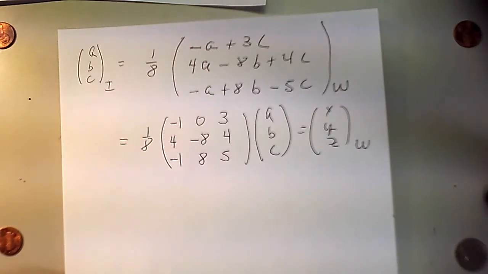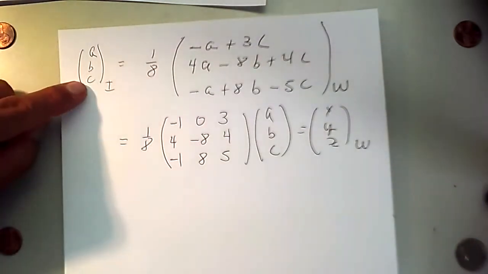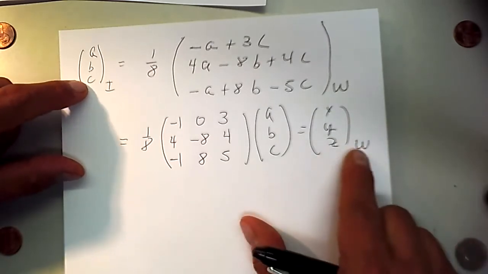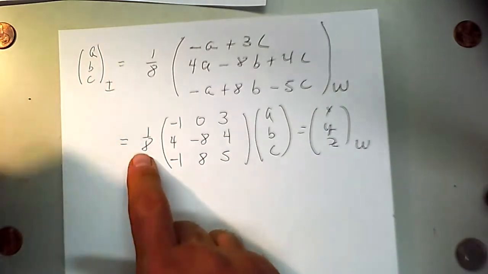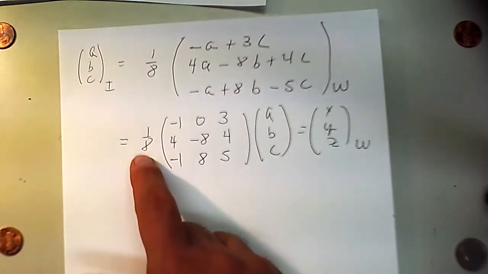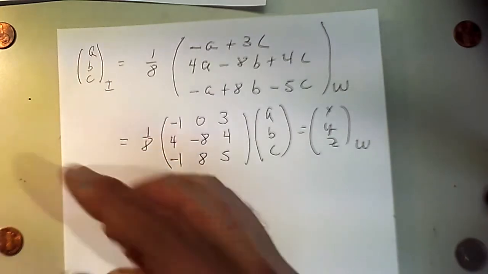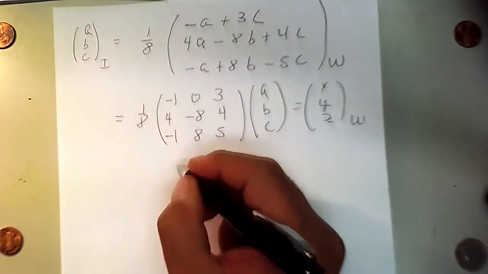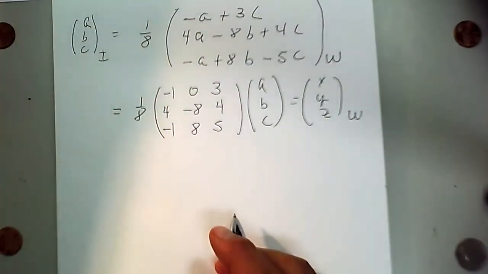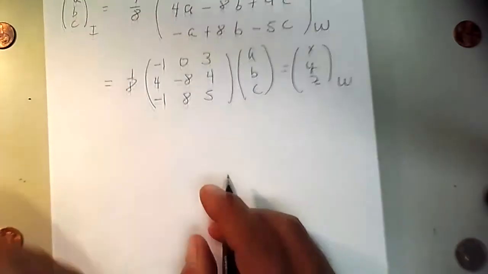So the question is, how do we change from standard coordinates to weird coordinates? Multiplied by this matrix, including the 1 over 8. Now let's make sure we are correct. So the answer, let me write down a conclusion before we check that we are correct.